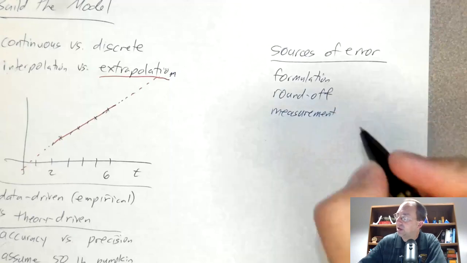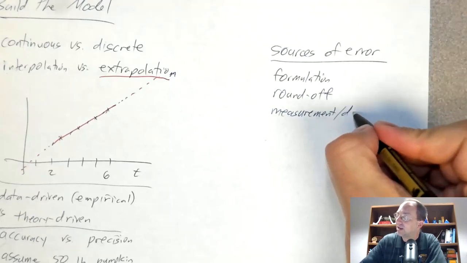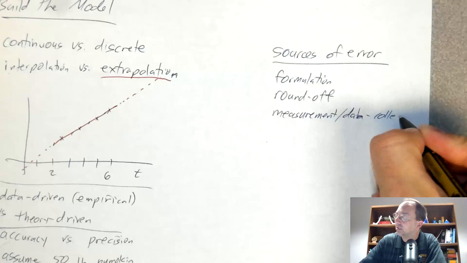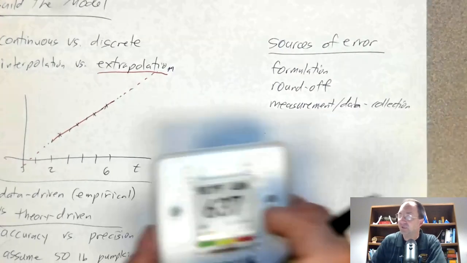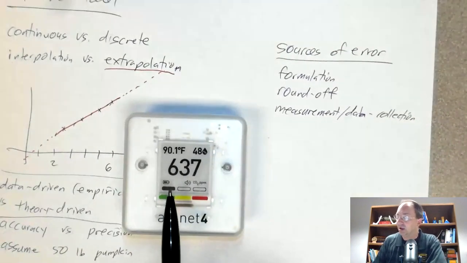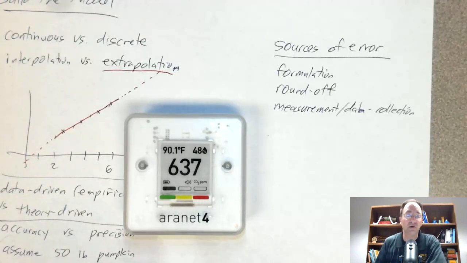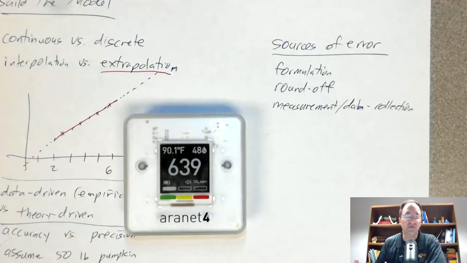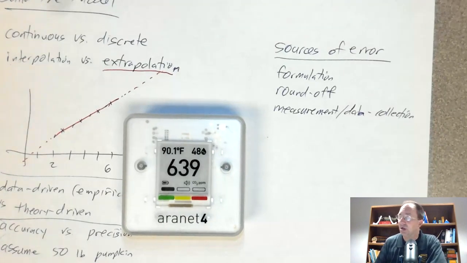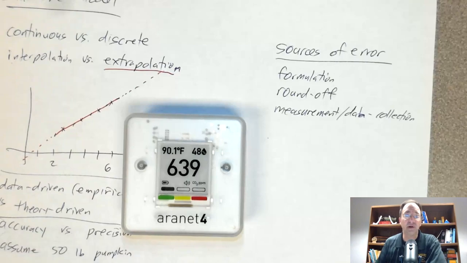The third category is what I would call measurement/data collection error. For example, this CO2 sensor, even though it gives an output of 637, I don't know for sure that this device is so accurate that I can say it's exactly 637. There's usually some sort of error built into this device, and if you get two side by side, you'll see that actually they can be 10, 20, 30 parts per million different from each other, even when they're side by side. So that would be an example of measurement error.